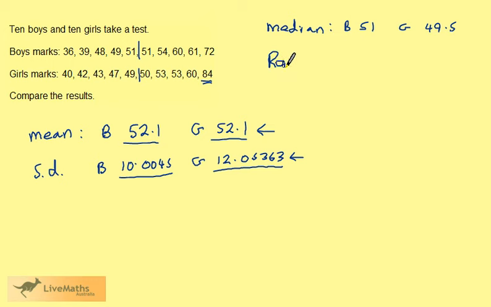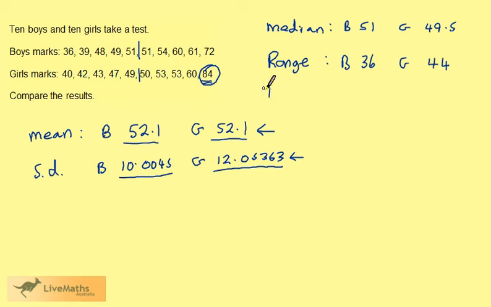We know that the range is just simply the largest value take away the smallest value. So for the boys, that's 72 take away 36, giving a range of 36. For the girls, 84 take away 40, giving us a range of 44. So on the basis of this calculation, the girls' scores are more spread out than the boys, as we saw with the standard deviation. This 84, though, has a big effect on the range, because the range is the biggest value take away the smallest value.